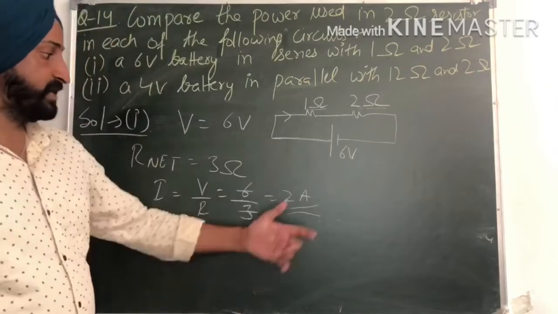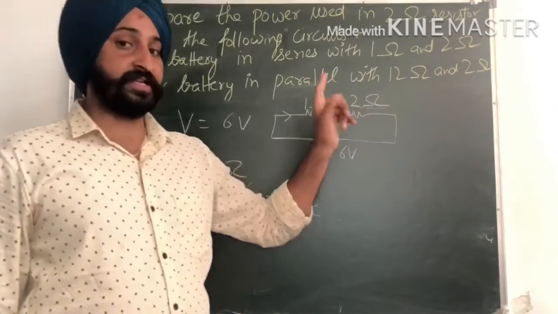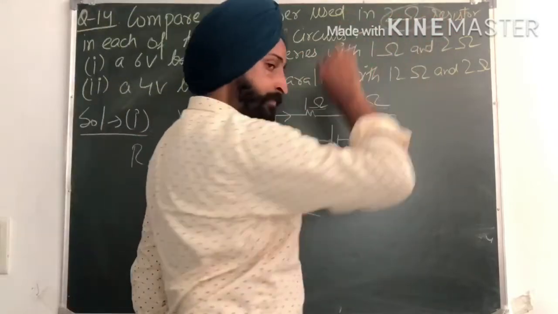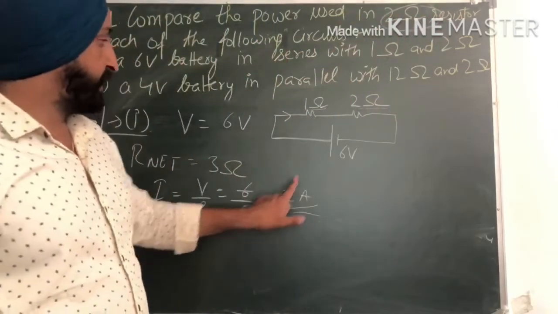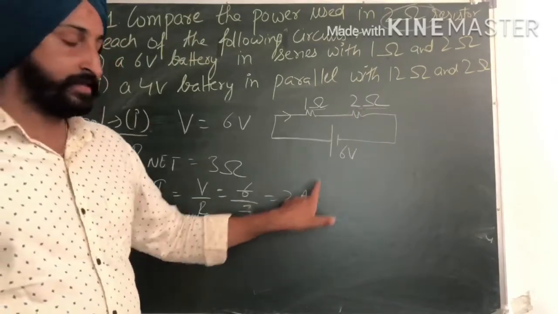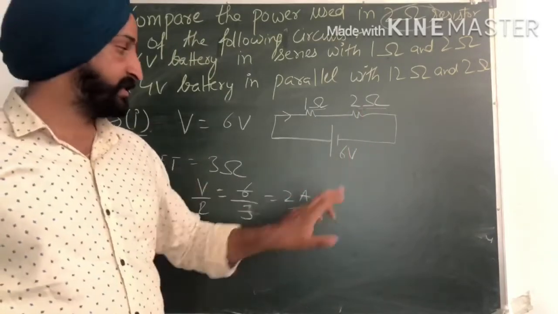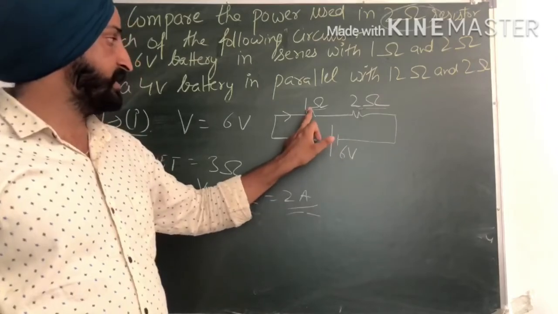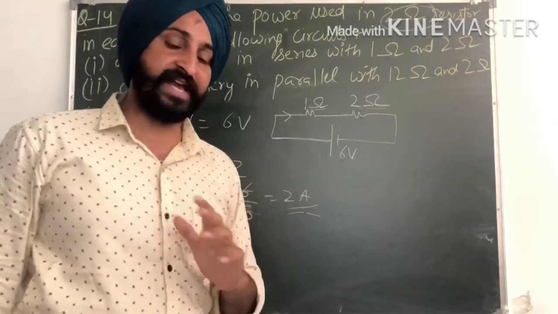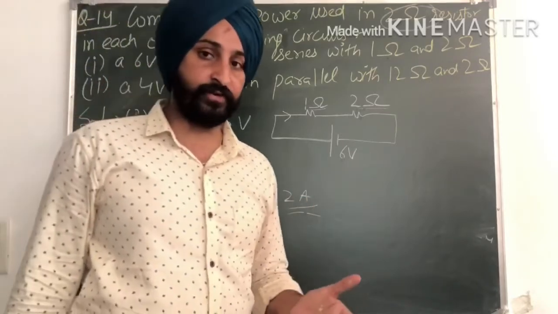Now when 2 ampere is passing through this 2 ohm resistor, as we have to calculate the power through the 2 ohm resistor, right? So the current that is passing through this 2 ohm resistor is 2 ampere and voltage is 6, but this voltage will not be same at this and this because in series voltage is different. So we cannot apply the formula for voltage directly over here, fine.